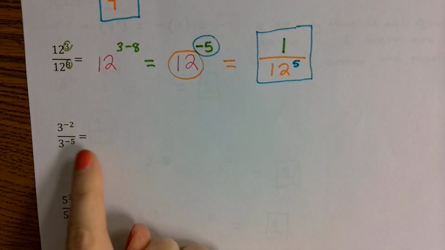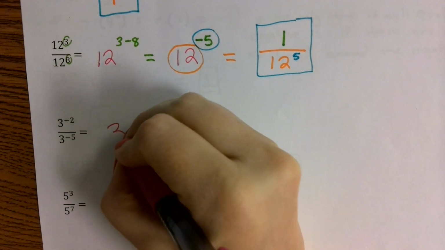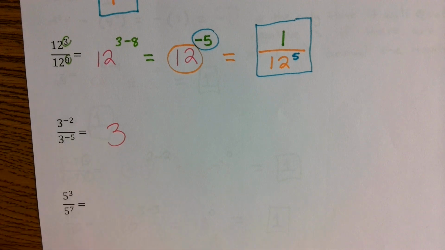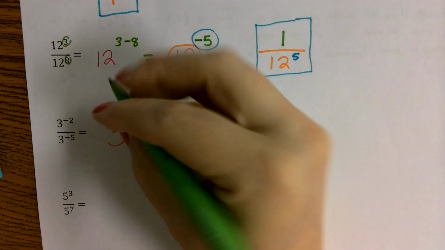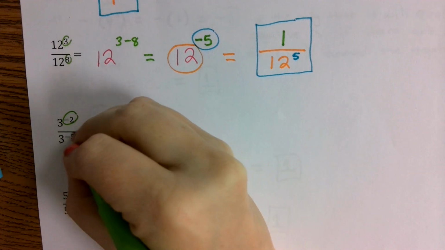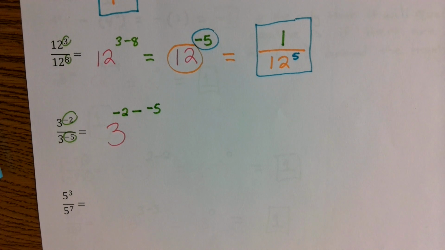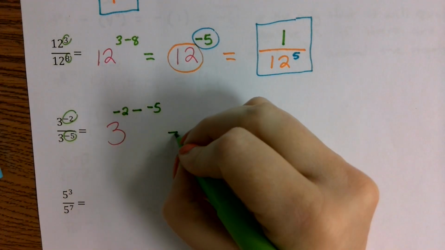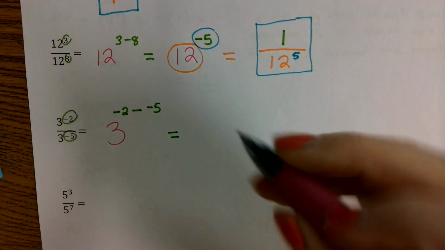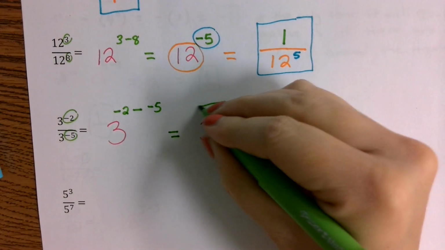Okay, for the next problem, my base is a 3. My exponents are negative 2 minus negative 5. Use your calculators. Do negative 2 minus negative 5. What do we get? Positive 3, right? So here we are. We're good to go.